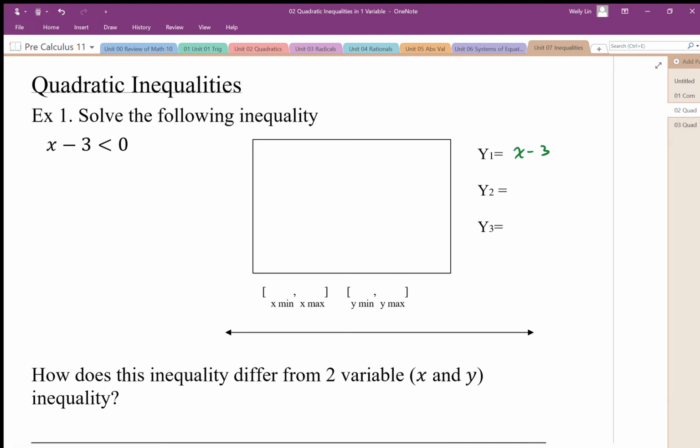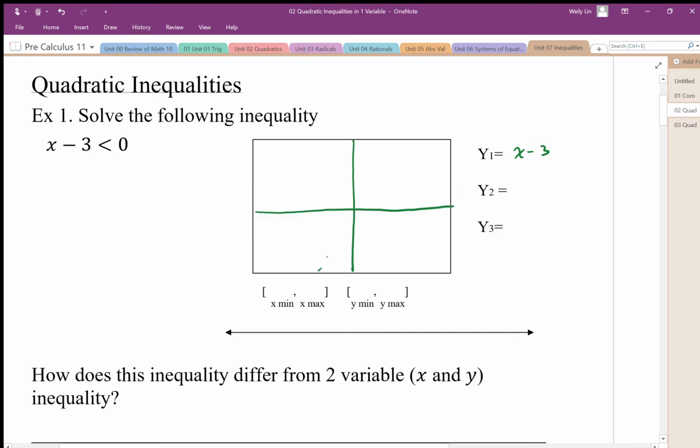We have the linear inequality here, or one variable inequality, that is x minus 3 is less than 0. So I can solve this inequality by just adding 3 to both sides, and I can see that x is less than 3. I can also solve this inequality by graphing the linear equation y equals x minus 3.